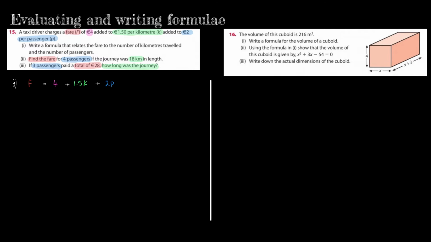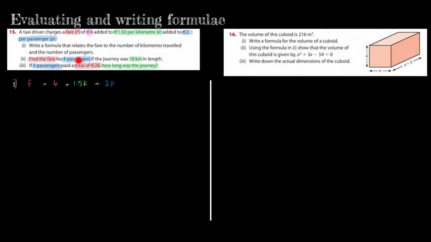Now, if you're writing this out, if you wrote this as f is equal to 1.5k plus 2p plus 4, that would still be correct. So it doesn't matter what order these are in, as long as they are all on one side of the equation and they're all added. Okay, so that's the formula done.